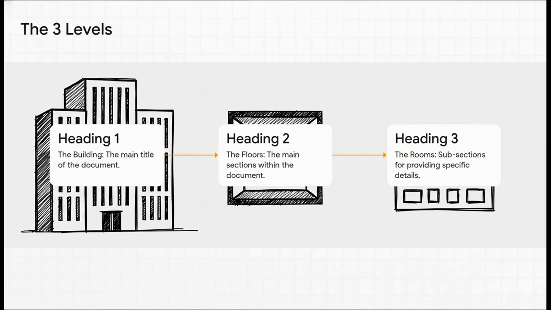Here's exactly how that architecture breaks down. Your heading 1 is the entire building itself. That's the main title of your whole document. Then, your heading 2s are like the different floors inside the building. These are your main sections, like introduction, methodology, conclusion. And finally, heading 3s are the individual rooms on each floor, and that's where you get into all the specific details.